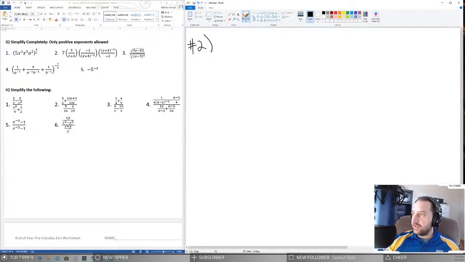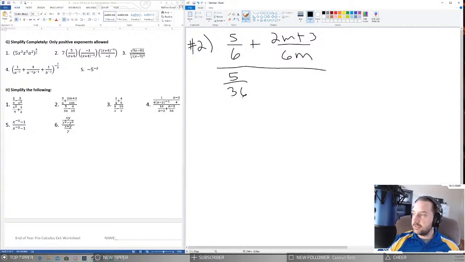So on number 2, we have 5 over 6 plus (2m plus 3) over 6m, all over 5 over 36 minus 5 over 25. Okay, so we have to combine these into one fraction.